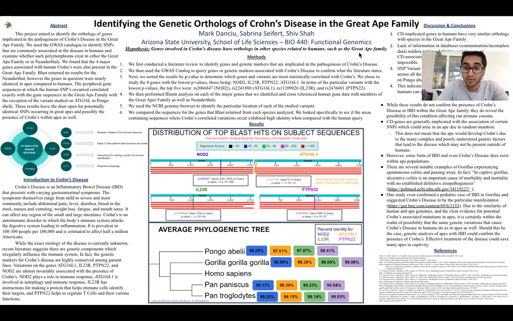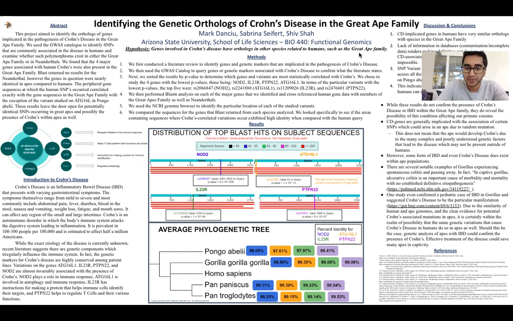Crohn's disease is an autoimmune disease which affects both the small and large intestines in humans. It is primarily caused by an overactive immune response to a bacteria. The genes implicated in causing Crohn's disease are NOD2, ATG16L1, IL23R, and PTPN22. And these are the genes we sought to identify in the great ape family.